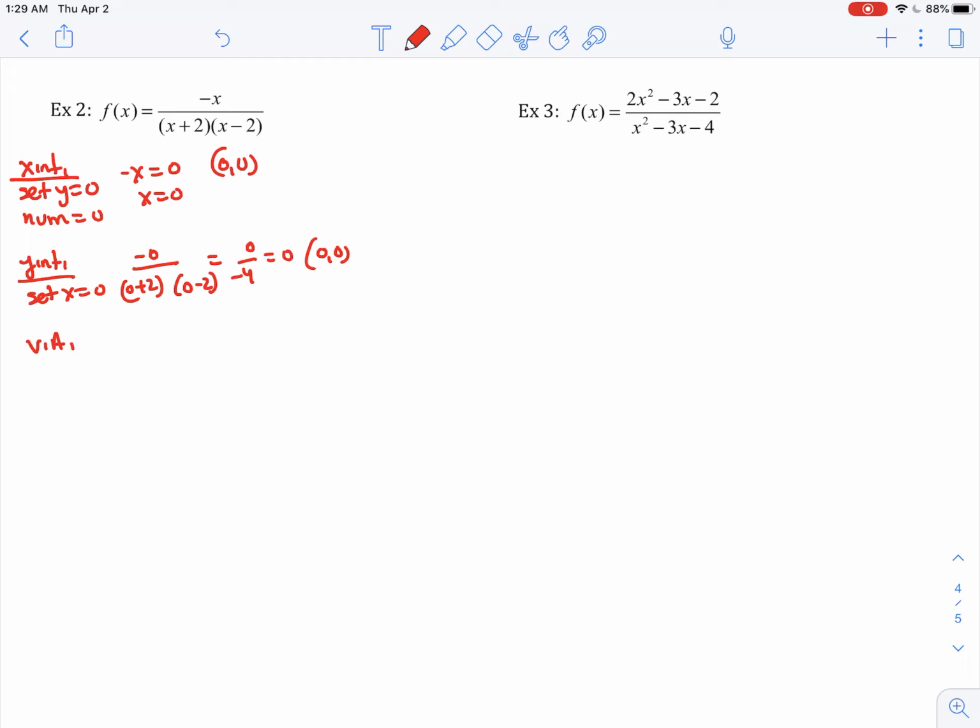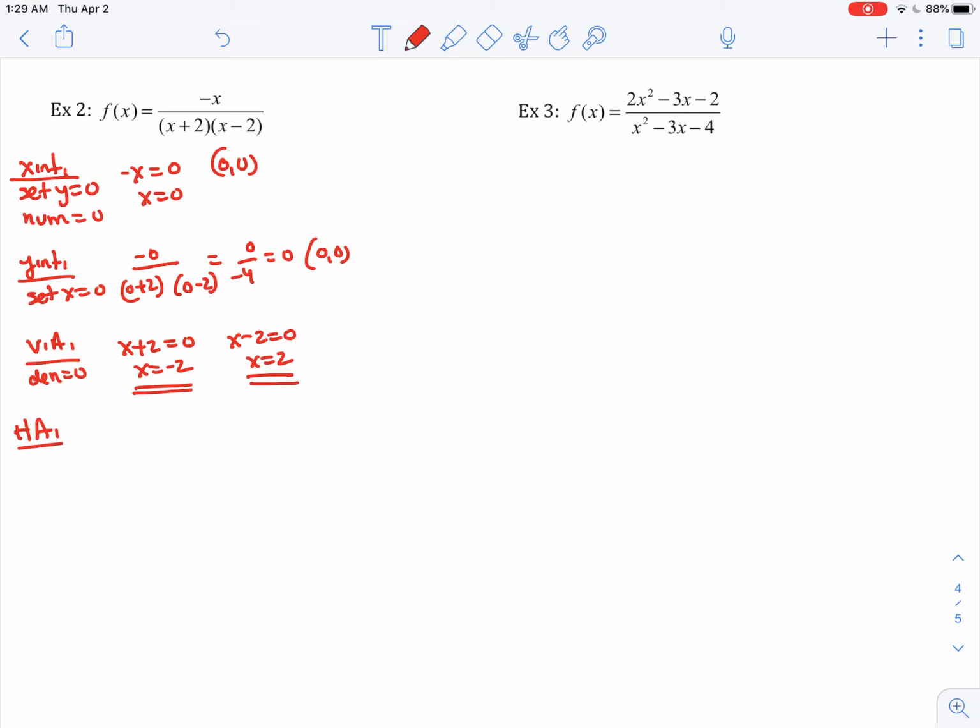We want to look at any vertical asymptotes, and recall your vertical asymptotes are where your denominator is equal to 0, those restrictions on your domain. Our denominator is equal to 0 when x plus 2 equals 0, or x equals negative 2, and when x minus 2 is equal to 0, or x is equal to 2. So we have two vertical asymptotes, one at negative 2 and one at positive 2.